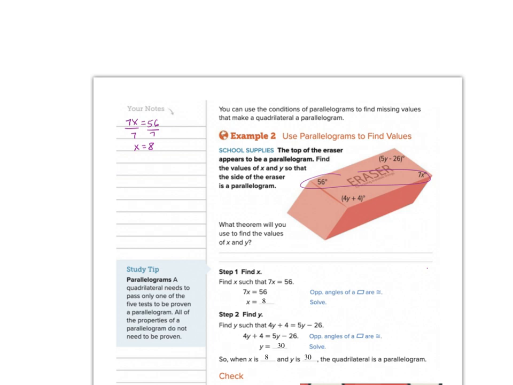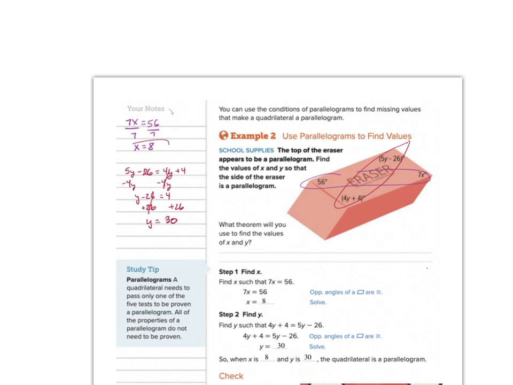And then the same thing applies for the other opposite angles. 5y minus 26 is equal to 4y plus 4. Do your inverse operations, right? Subtract 4y from both sides. Then I have y minus 26 is equal to 4. I'm going to add 26 to both sides. And then y is going to be equal to 30.